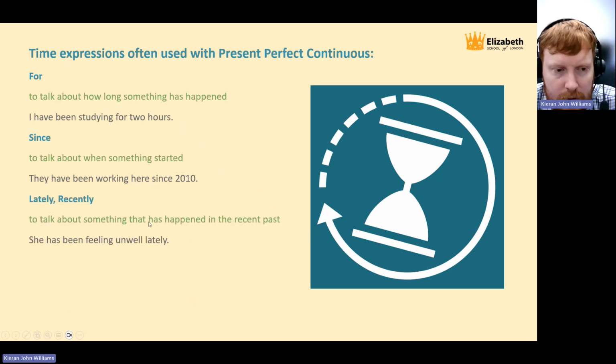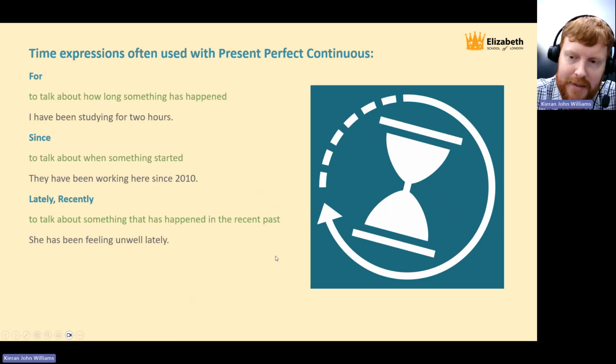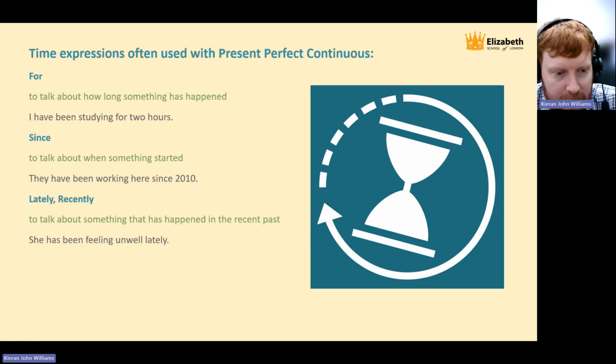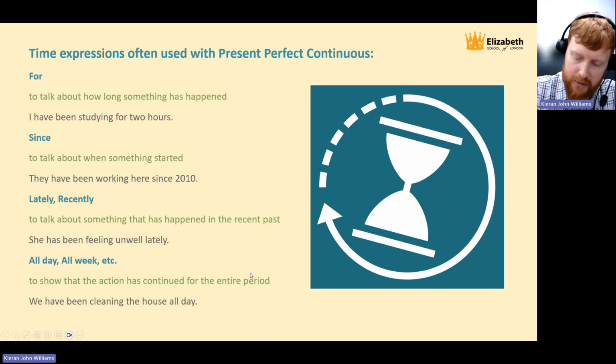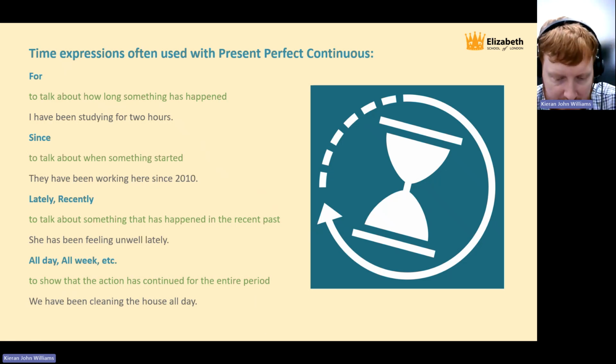Okay, and you can also use these more general phrases here, like lately and recently. They tell us about something that has happened in the past, but recently in the past. So she has been feeling unwell lately. Okay, and other similar phrases here we can use like all day, all week, all year, for example. Okay, and they tell us that the action that we're talking about has lasted all of that day or all of that week or all of that year. So we have been cleaning the house all day. There has been no rest. All of the day has been spent on cleaning.